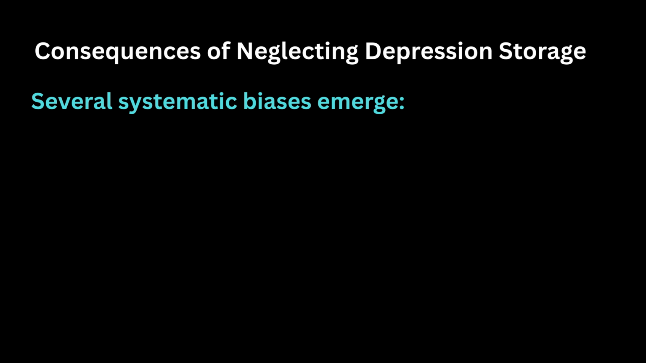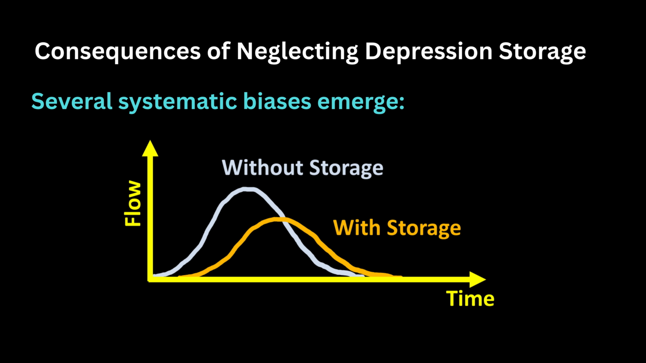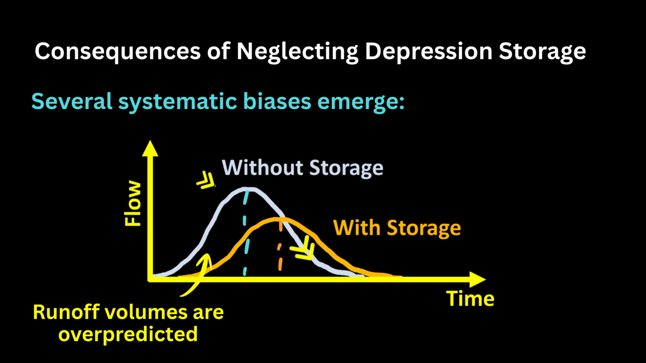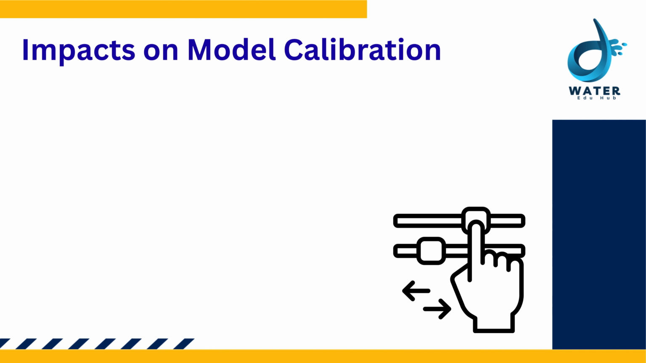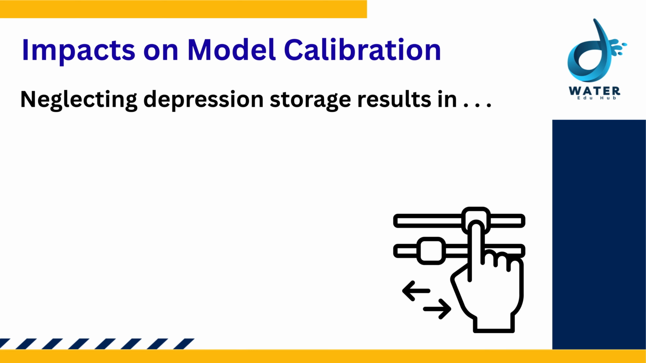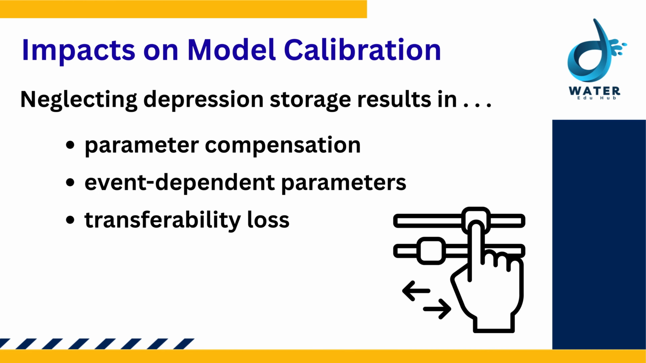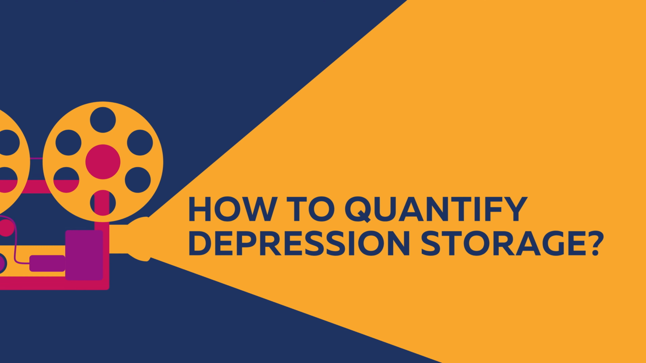When surface depression storage is ignored, several systematic biases commonly emerge. Hydrographs become excessively flashy, peaks are overestimated, lag times are underestimated, recession limbs become too steep, and runoff volumes are overpredicted. Models may also generate runoff for small events that produce little or no observed flow in reality, because the storage thresholds are not represented properly. And most importantly, model calibration suffers. Neglecting depression storage during calibration can result in parameter compensation, event-dependent parameters, transferability loss, and prediction errors under land use or climate change scenarios. So, how can we quantify depression storage?